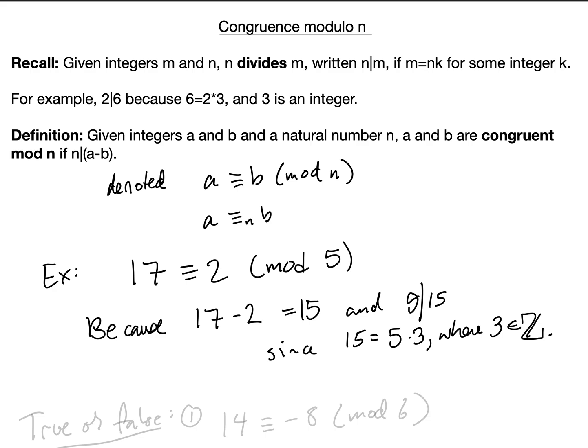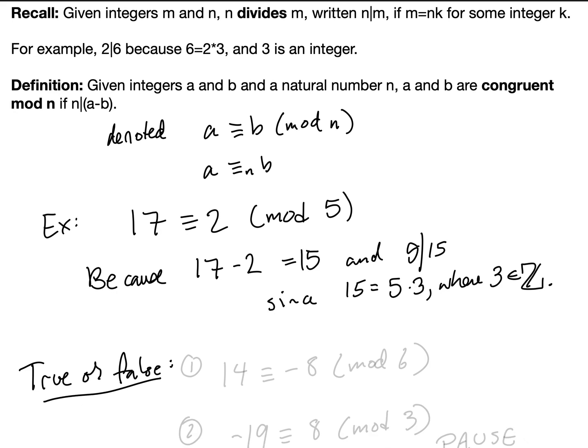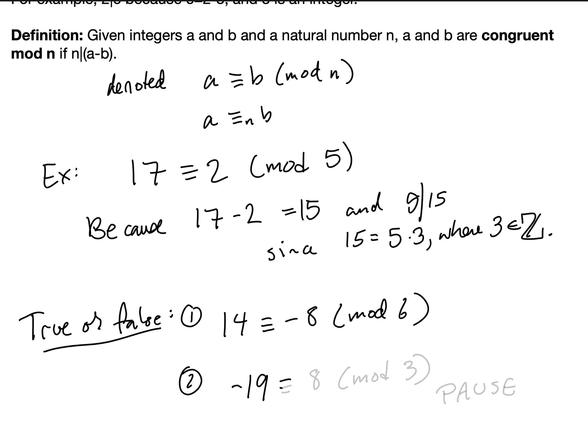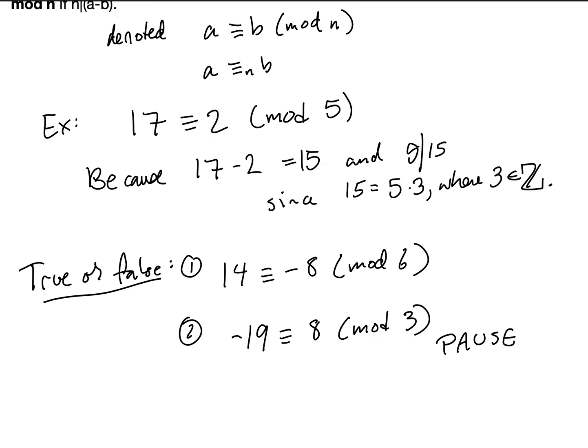So let's look at 2 other examples. I will let you pause and try these out. True or false: 14 is congruent to negative 8 mod 6. And true or false: negative 19 is congruent to 8 modulo 3. So try these both out, pause, and try each of those out, and we'll talk about them in just a moment.